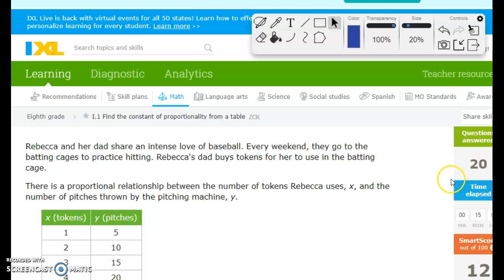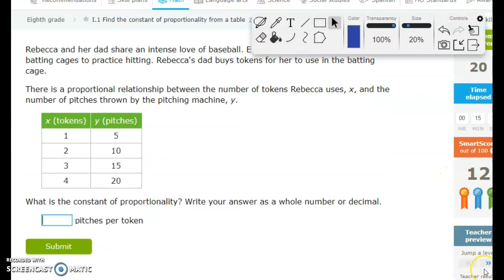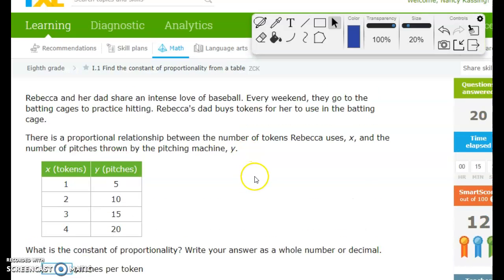Okay, once again, it wants us to find the constant of proportionality. And on this one, it says Rebecca and her dad share an intense love for baseball. Every weekend, they go to the batting cages to practice hitting. Rebecca's dad buys tokens for her to use in the batting cage. There is a proportional relationship between the number of tokens Rebecca uses, X, and the number of pitches thrown by the pitching machine, Y. What is the constant of proportionality?